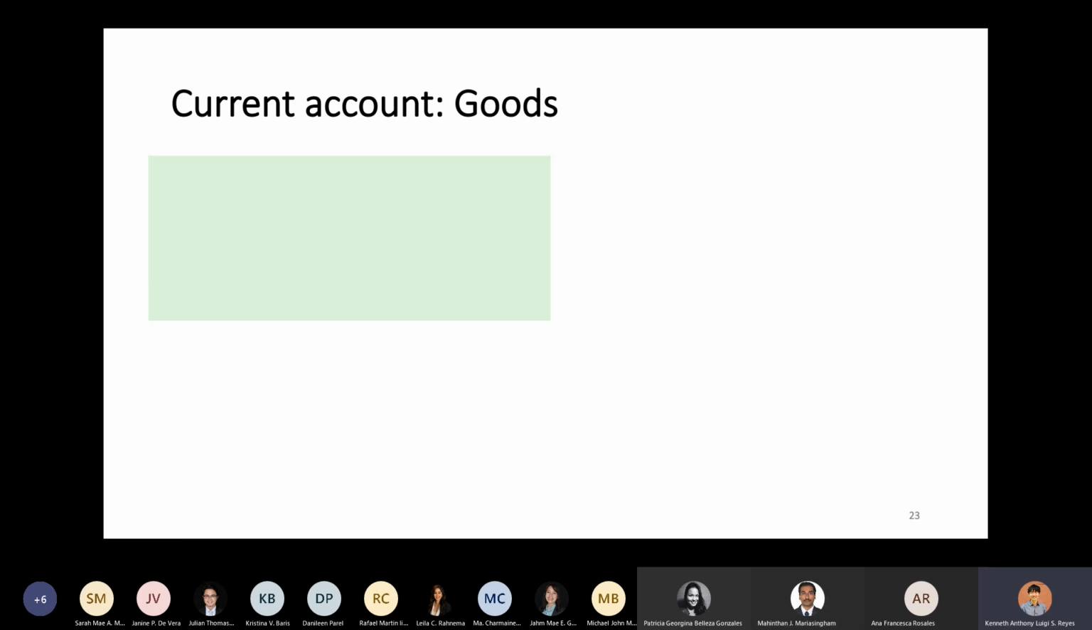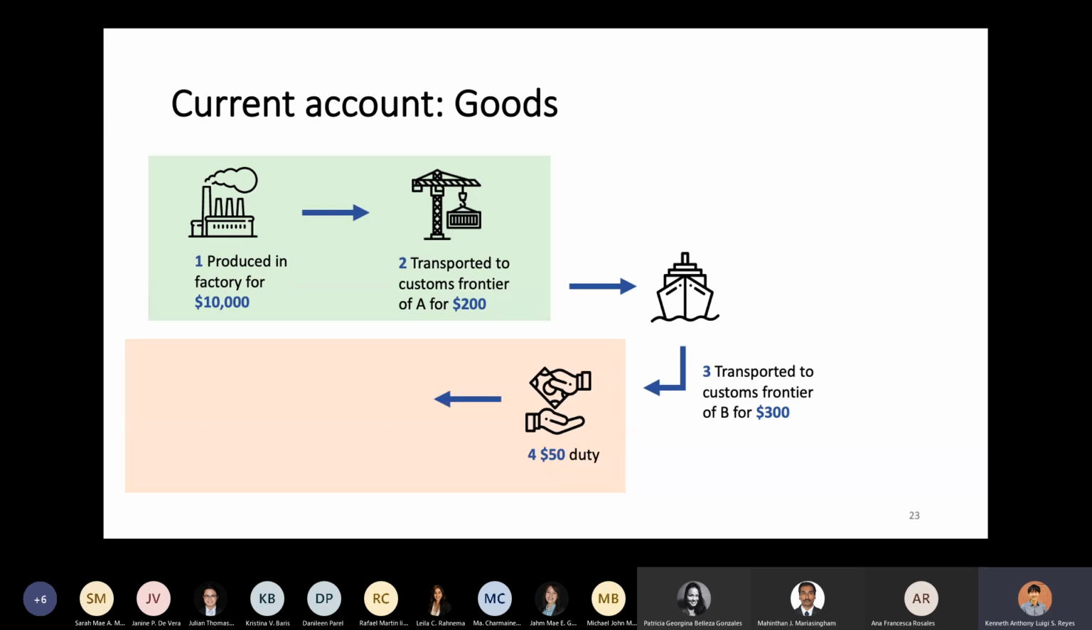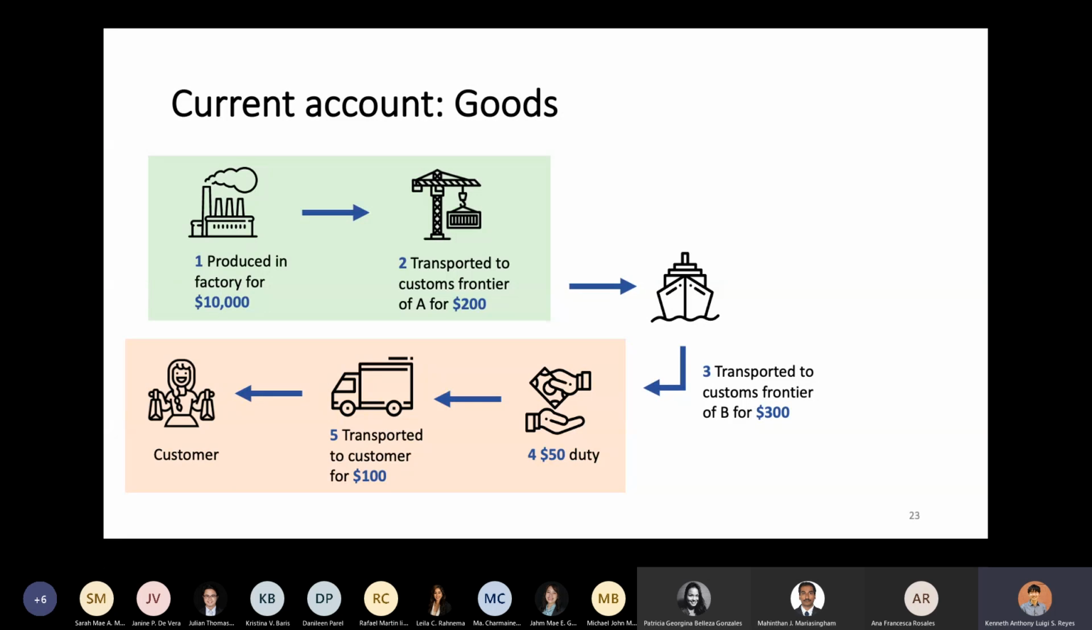So here's an example of this principle. Let's say we have two countries, this green country and this pink country, and you have a factory that produces goods that is then sent to the border for export. And then from that border, it is sent to the customs frontier of the pink country. It pays duties and then it gets transported to the final customer.